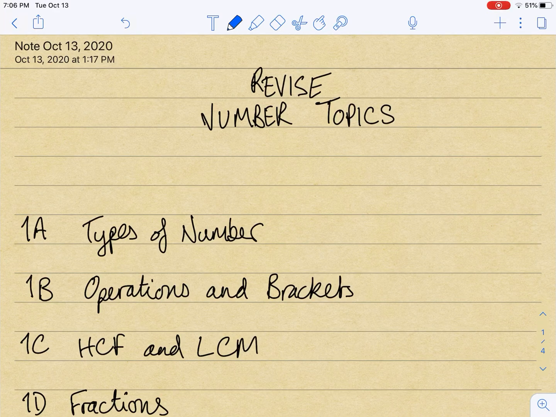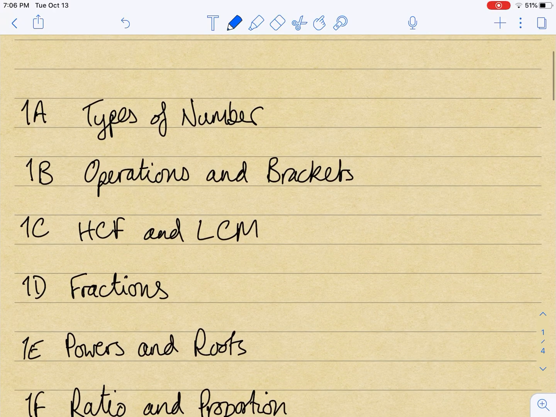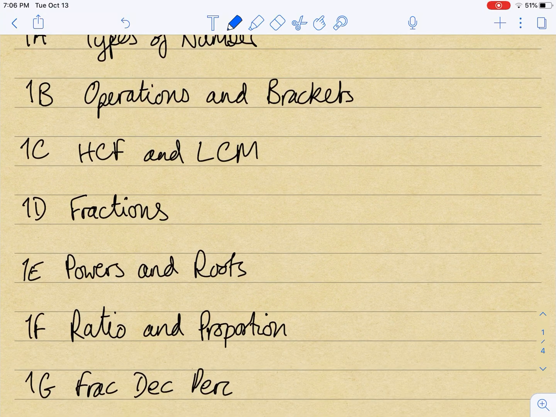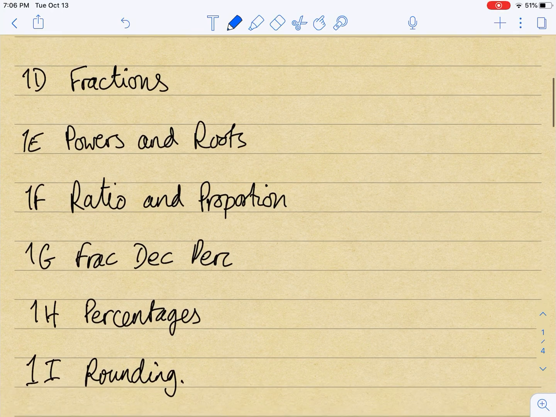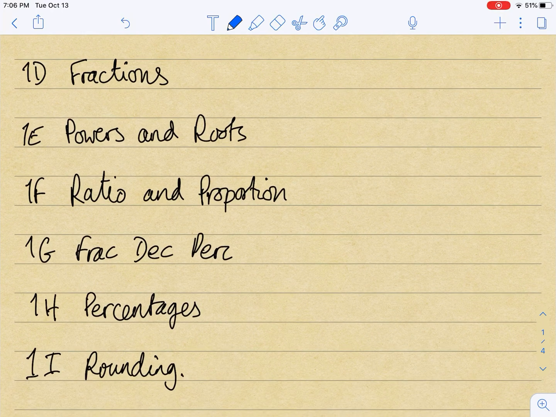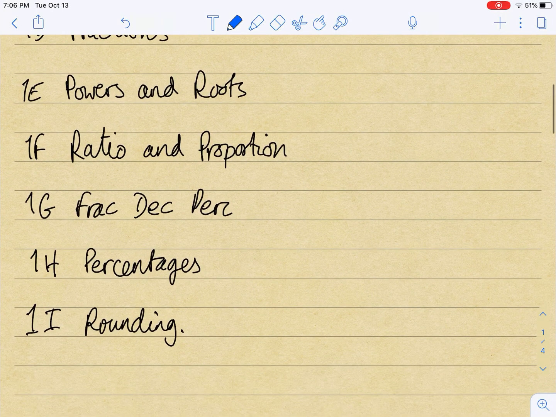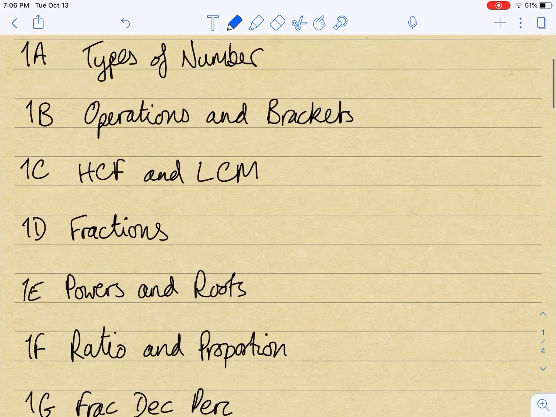Hello there, we're going to be revising number topics, and there are 9 sort of mini topics that we're going to get through here. And so we've got types of number, operations and brackets, HCF and LCM, fractions, powers and roots, ratio and proportion, converting between fractions, decimals and percentages, and rounding. So a lot to get through.